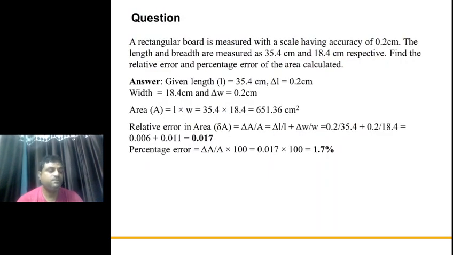So those are some of the numericals we have considered for solving errors. That's all about this lecture. After this lecture, next time we will consider the second topic.